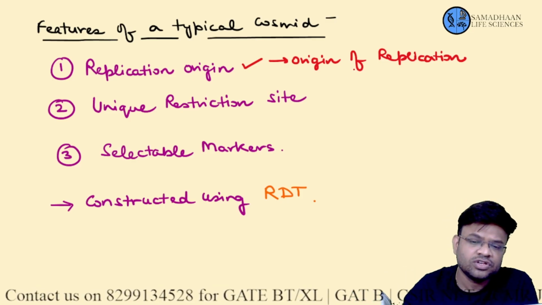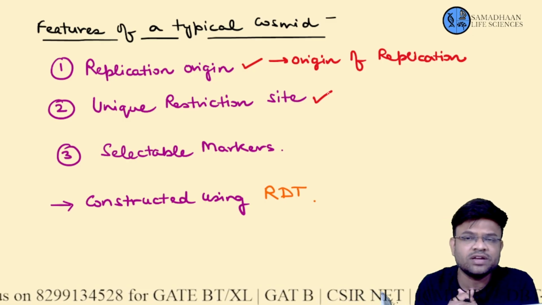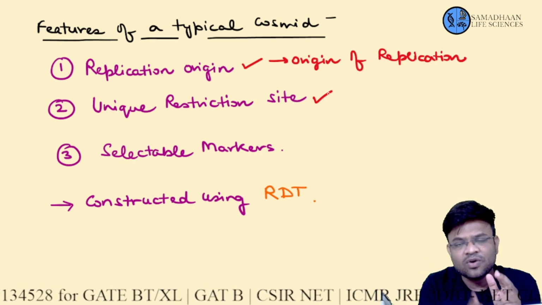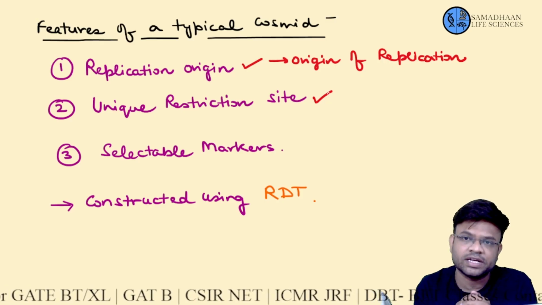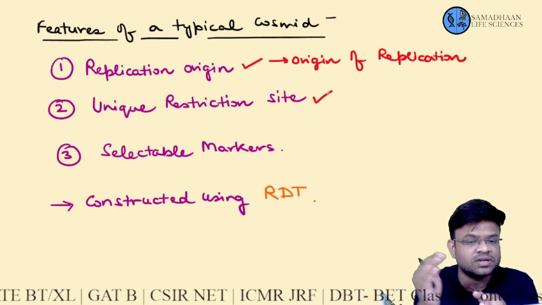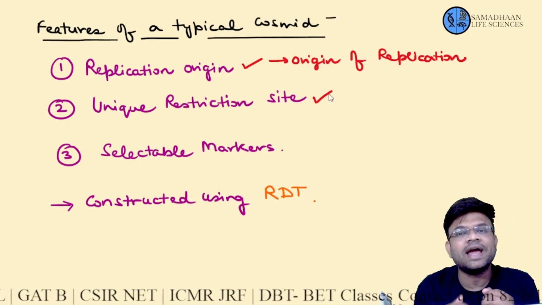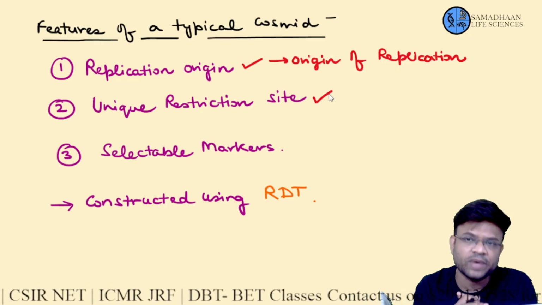Apart from that, unique restriction site should also be present. What do you mean by unique restriction site? Unique restriction site simply means the site from where the restriction enzyme can cut this particular vector. This is the second important feature. The third important feature is selectable markers. For example, antibiotic resistant markers are present over here in the cosmid vector.